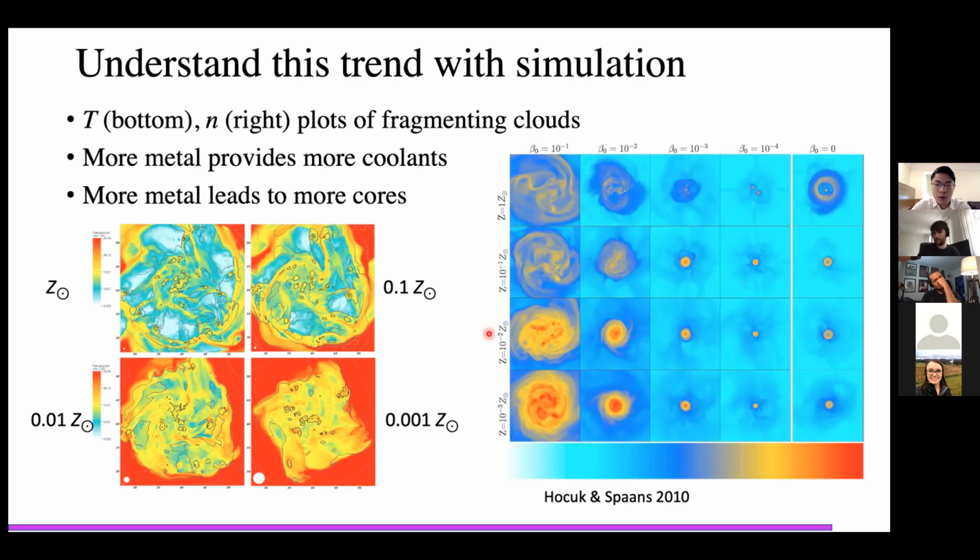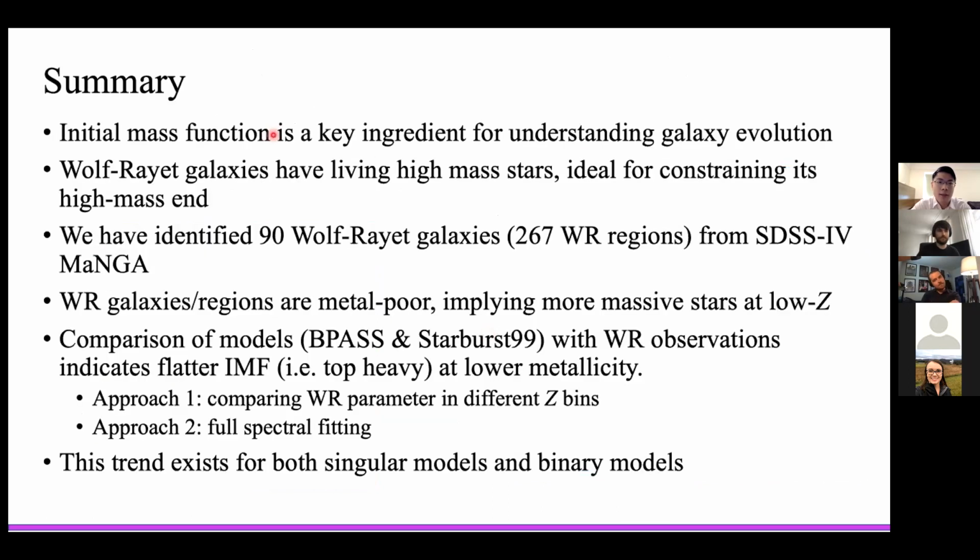Okay, I will move on to the final page. So basically, the initial mass function is a key ingredient for understanding galaxy evolution. And since Wolf-Rayet galaxies have a very significant feature of living high mass stars, they are ideal for constraining the initial mass function at the high mass end. There is some recent literature also trying to constrain the initial mass function, but I think the Wolf-Rayet galaxies are among the very few approaches that are most sensitive to the high mass end.